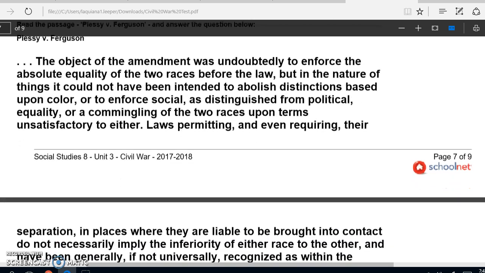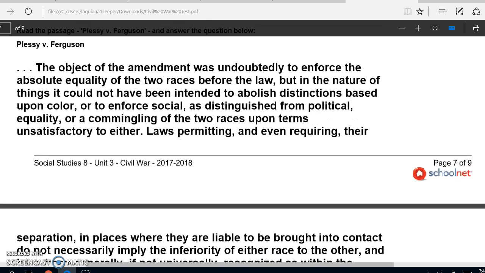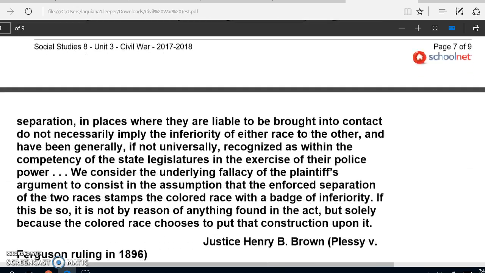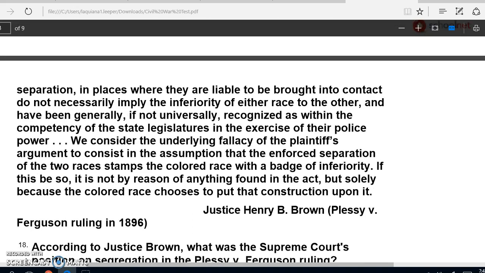Plessy versus Ferguson. I'm going to read a passage. The object of the amendment was undoubtedly to enforce the absolute equality of the two races before the law, but in the nature of things it could not have been intended to abolish distinctions based upon color or to enforce social, as distinguished from political, equality or commingling of the two races upon terms unsatisfactory to either. Laws permitting or even requiring their separation in places where they are liable to be brought into contact do not necessarily imply the inferiority of either race to the other, and have been generally, if not universally, recognized as within the competency of the state legislators in the exercise of their police power.